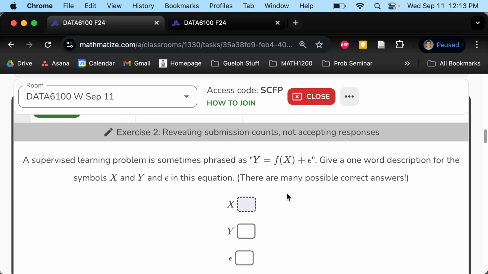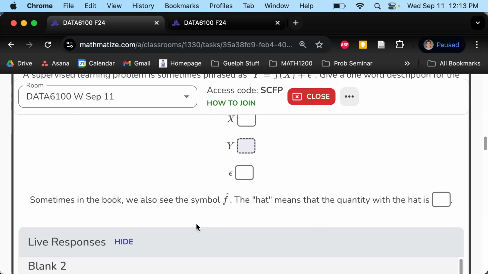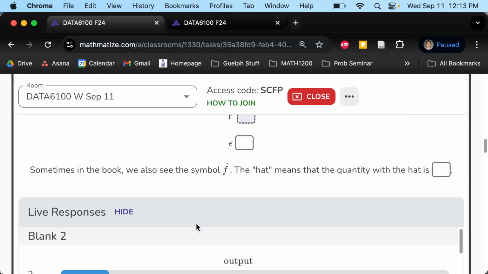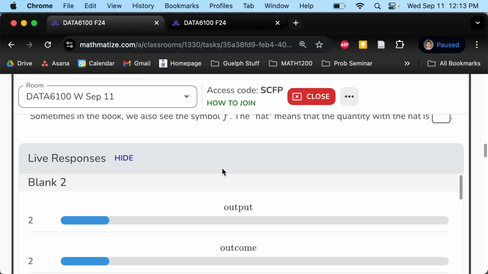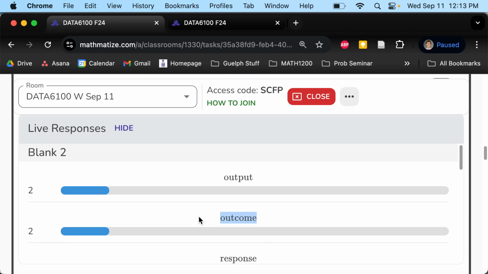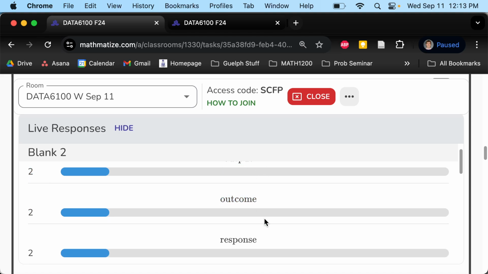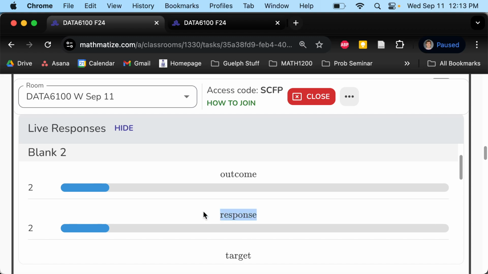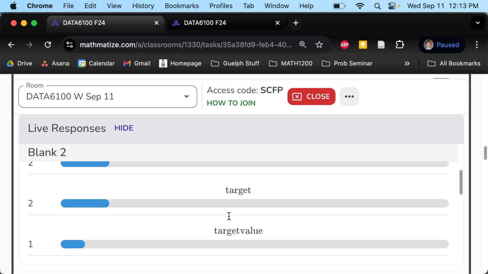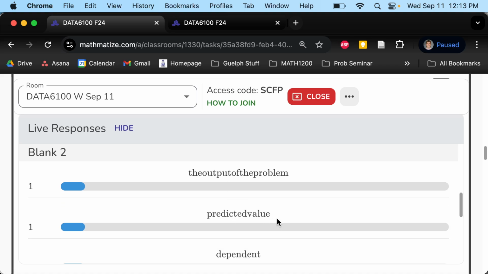All right, let's move on to Y. What do people say for Y? So if X is the input, then what is Y? The output. Okay, that's a very good one. The outcome, this is less common, but I guess outcome and output are kind of similar. I would stick to output over outcome. Response, this is also another one that comes up a lot. The response variable or the target variable, this is the right idea. The target value, the output.